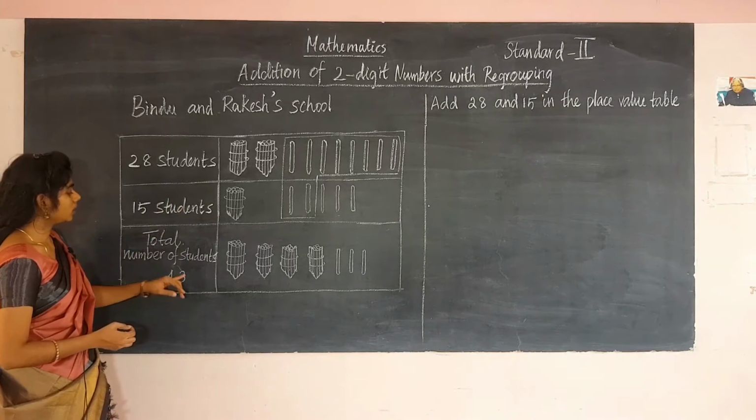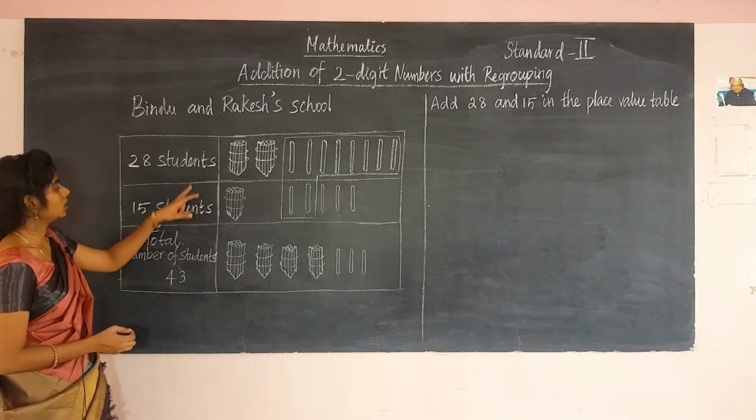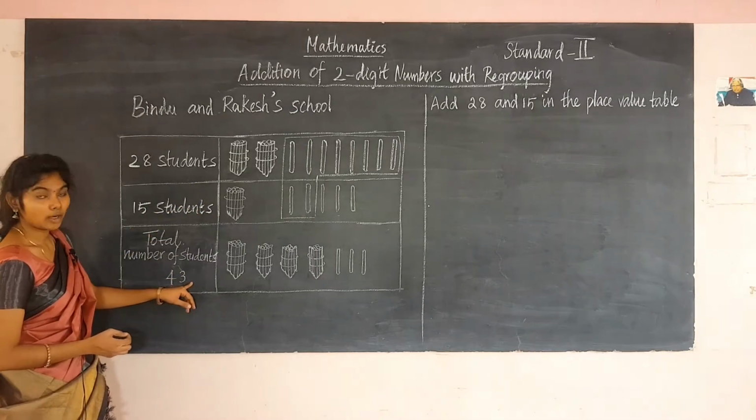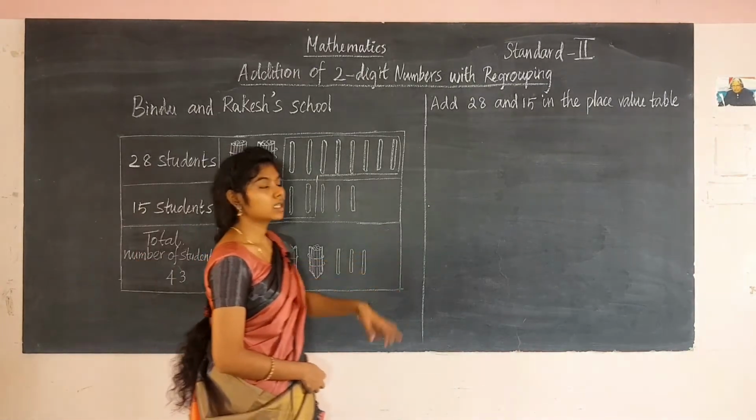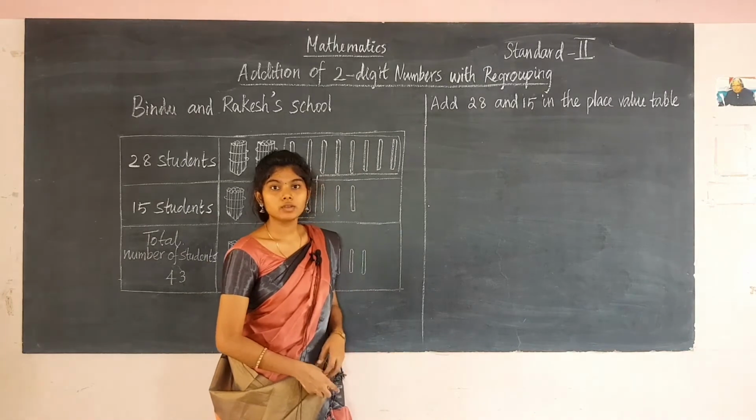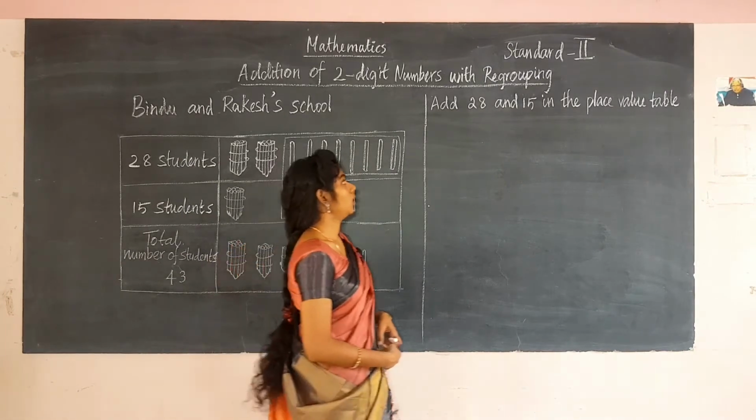Total number of students is 43. By adding these two numbers we have got 43. By using figures we have found it out. Now we shall see by placing the place values we shall find the 2-digit number.